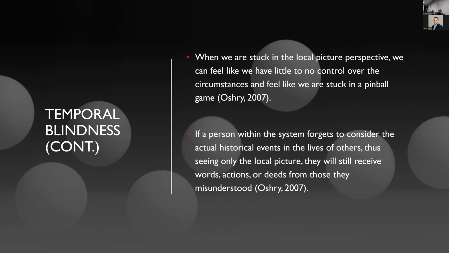When we are stuck in that local picture perspective, remember that local picture perspective can easily be based on a falsehood. We can feel like we have little or no control over the circumstances, and we might feel like we're stuck in a position of no control, like in a pinball machine. If a person in that system forgets to consider the actual historical events in the lives of others, all they see is that local picture. They will still receive words, actions, and deeds from others, but they may be misunderstood because they're based on a falsehood.